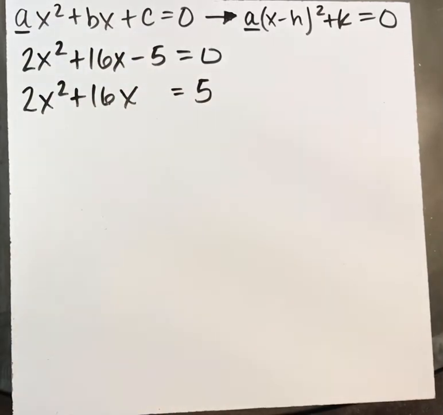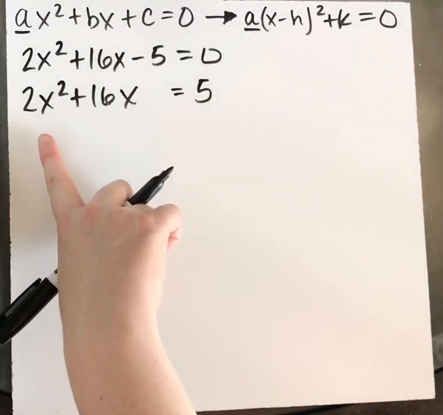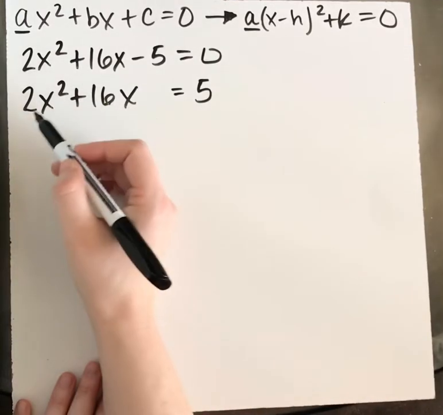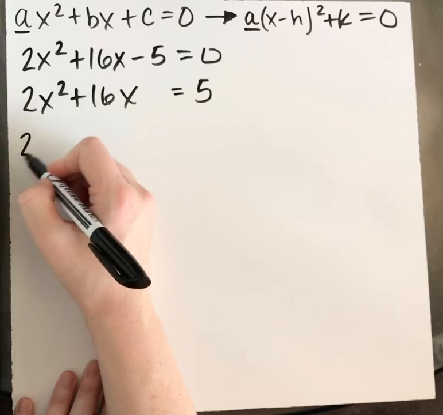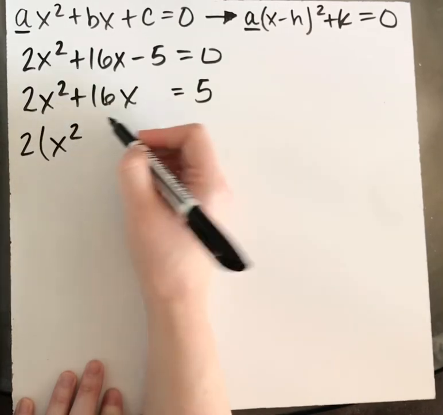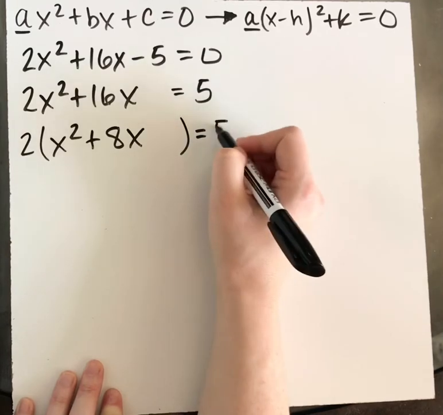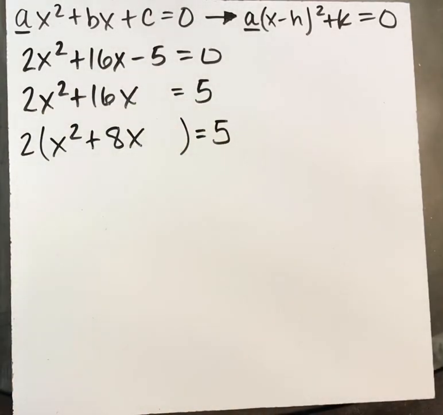I want you to notice that our a is not 1 here. So before we complete the square to turn this to vertex form, we're going to have to factor out our 2. So that's going to give us an 8x here, and we still have our 5 on the right-hand side.